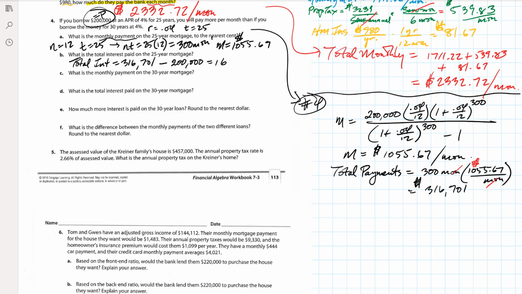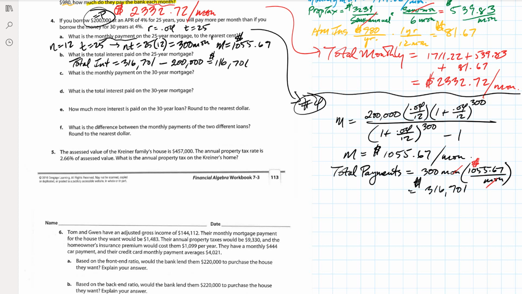And can you do that in your head? Maybe. $116,701. Okay? And that's your total interest paid, which is a lot. It's over half of the cost of the house, guys. And that's typical. You're going to pay more than 50% of your loan in interest.